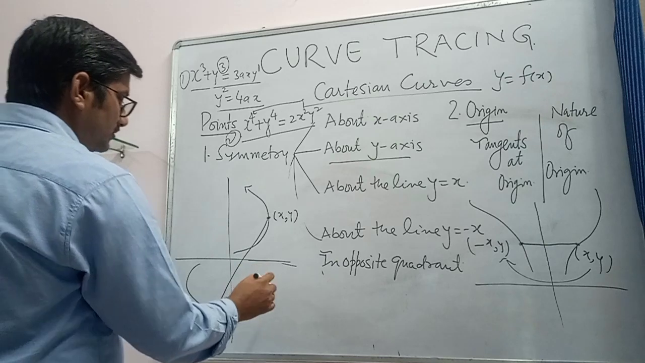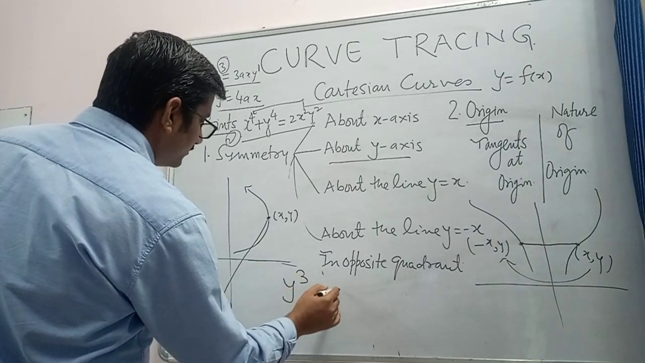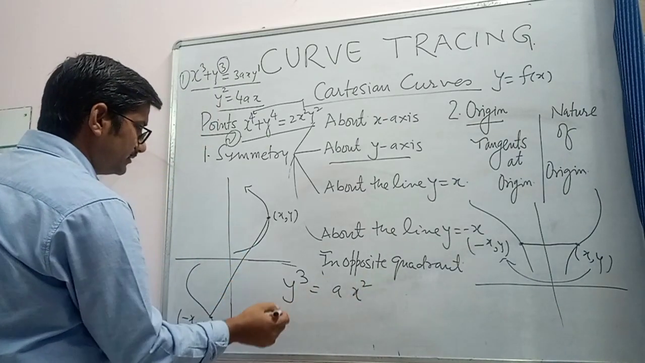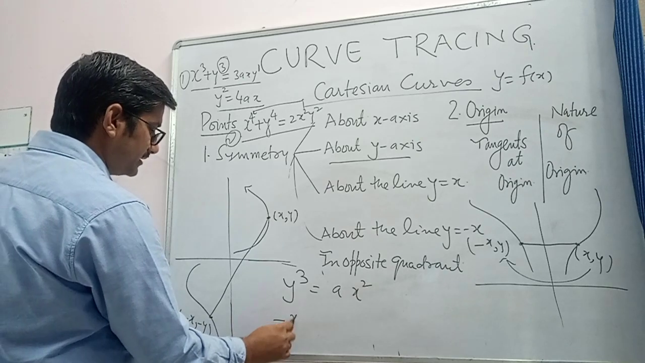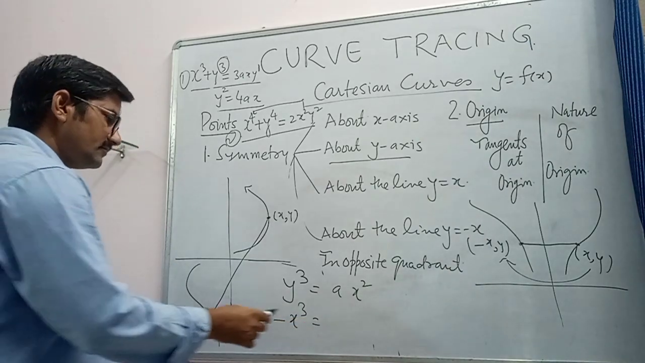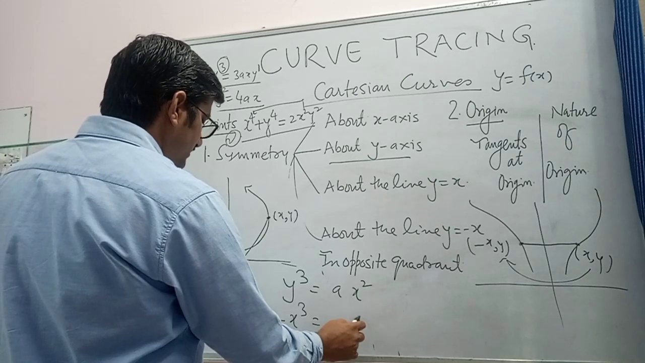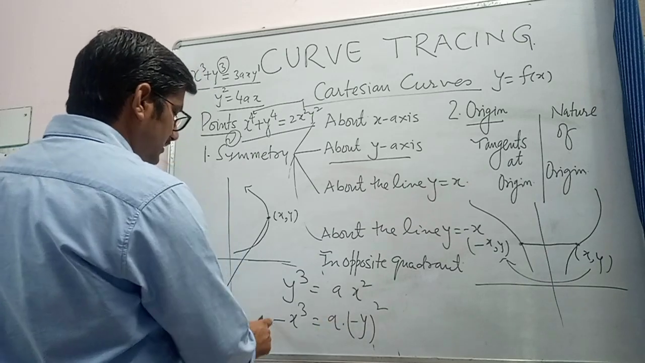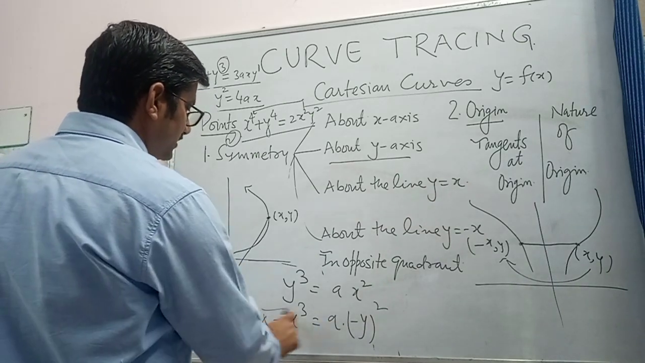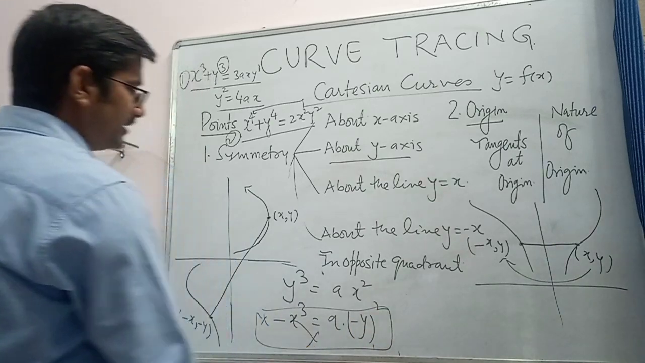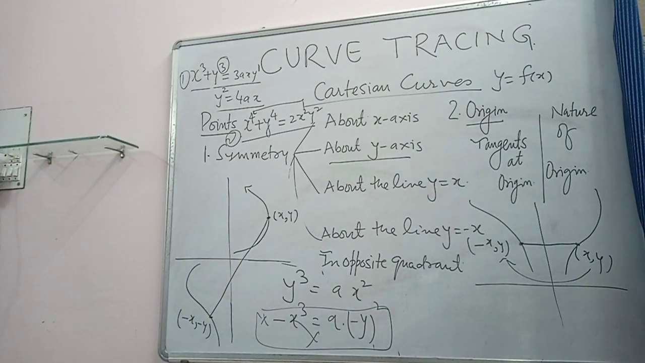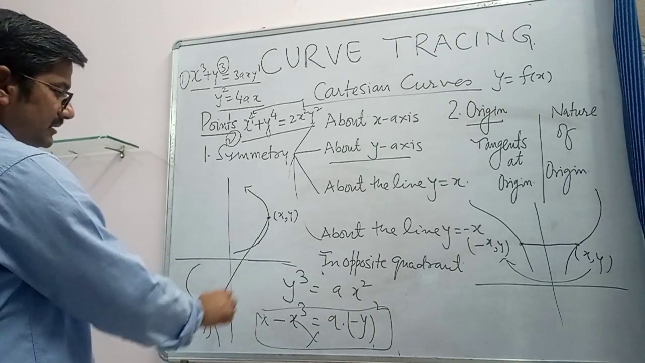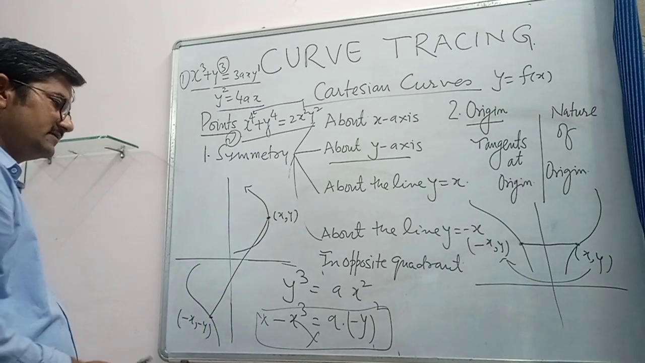So suppose y cube is equal to ax square, and you put here y is equal to minus x, then it will be minus x cube, and you put here x is equal to minus y, so the curve will change. It means it is not symmetric in opposite quadrants. So the curve will be symmetric in opposite quadrants if x is replaced by minus x and y is replaced by minus y, and the curve does not change.